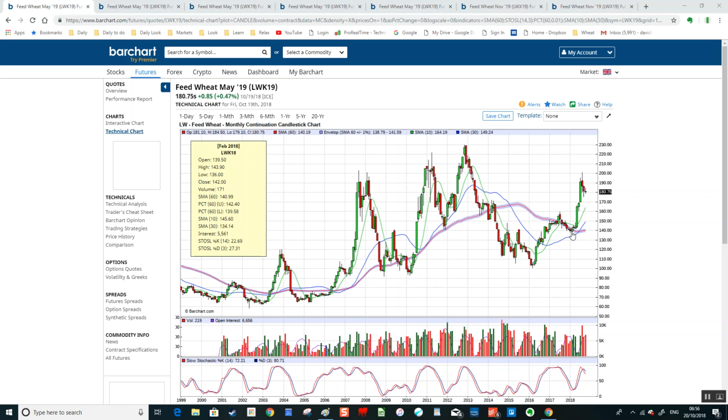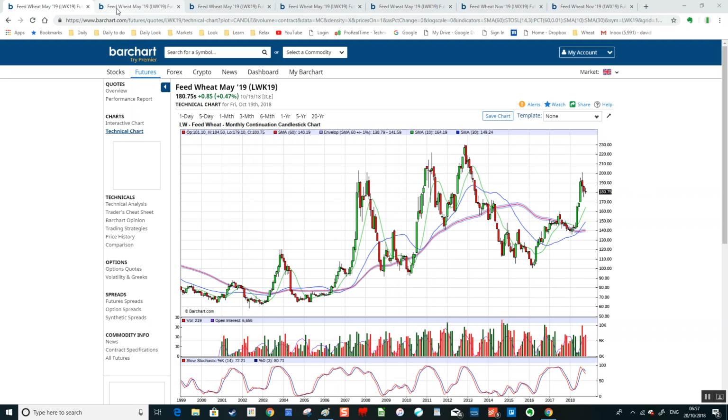Long term, we can identify all the moving averages on this chart. The 10, the 30 and the 60 are all pointing upwards in nice order. We can see the market's pulled back, closed last night, Friday night, at 180.75.